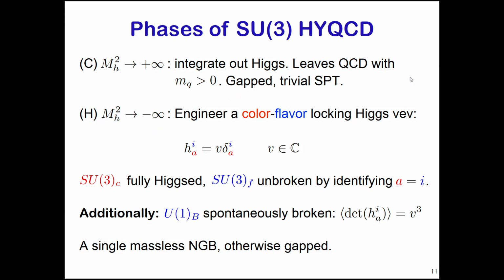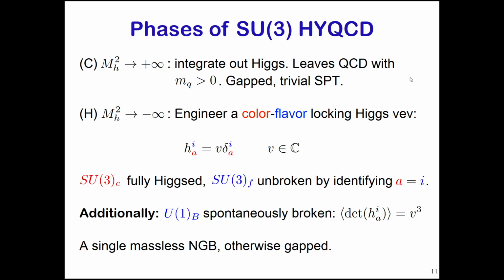So now I'm deep in the Higgs phase. I haven't told you what the potential is, but I'm going to pick it in such a way that I engineer the VEV that I want. And in this case, the VEV that I want takes this particular form. This is called a color flavor locking Higgs VEV. And you see that what it does is it ties the color and the flavor indices on H together with a delta function.